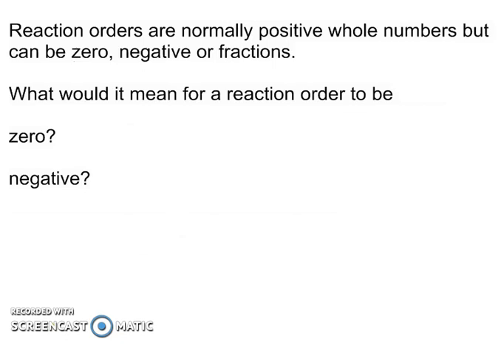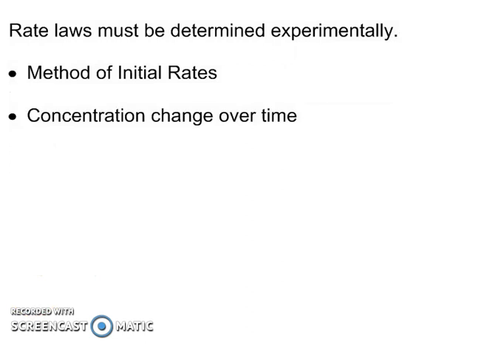So reaction orders are normally positive whole numbers, but they can be 0 or negative or fractions. So I want you to think about for next time, what would it mean for a reaction order to be 0? What would it mean for it to be negative? We'll talk about those next time. So we've said a couple of times now, rate laws must be determined experimentally. There are 2 ways we can do that. The first one we're going to look at today is called the method of initial rates, and the second one is looking at how concentration changes over time.